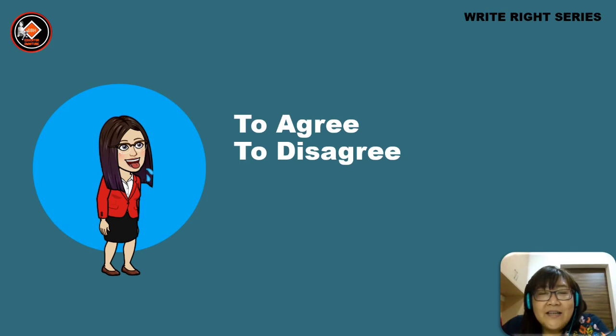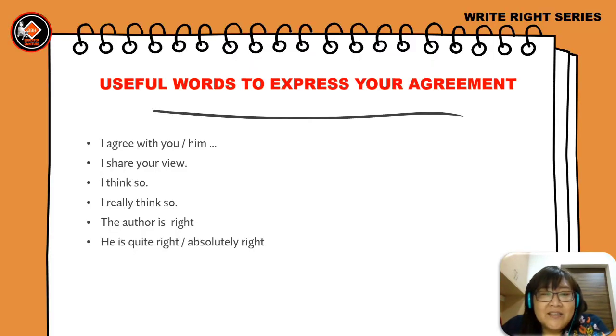Now let's learn how to write to agree or to disagree. So here are useful words or phrases to express your agreement. You can write, I agree with you, or I agree with him, or I agree with her. I share your view. I think so. I really think so. The author is right, or Ali is right, or Siti is right. He is quite right. She is absolutely right.